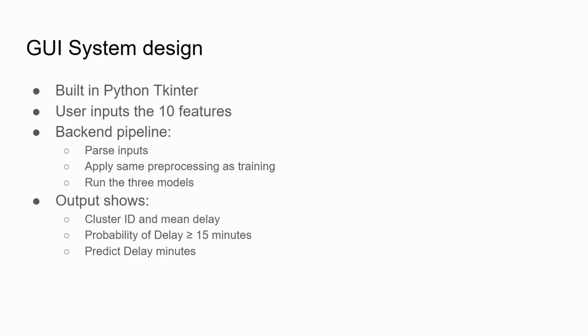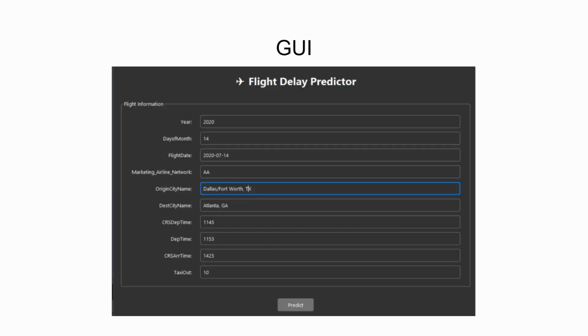Finally, we have the GUI design. So we used the Python tkinter library to make it. Again, the user would just input the 10 features that we chose. For the background pipeline, it would parse the input, apply the same pre-processing steps as in the training for the three models, run the three models, and then finally they would click the output and it would show the cluster ID and mean delay for clustering, the probability of delay for the classification, and the predicted delay minutes for the linear regression. And again, we'll show this in the demo, but this is what it looks like.